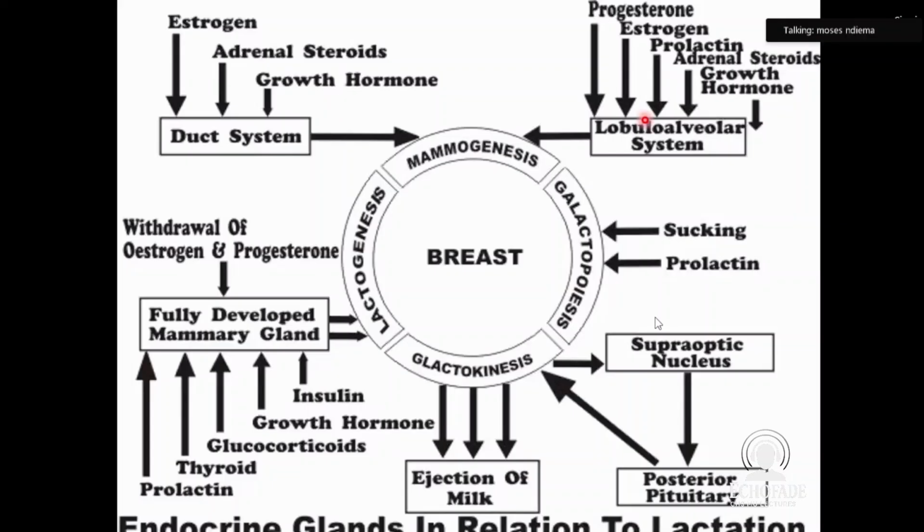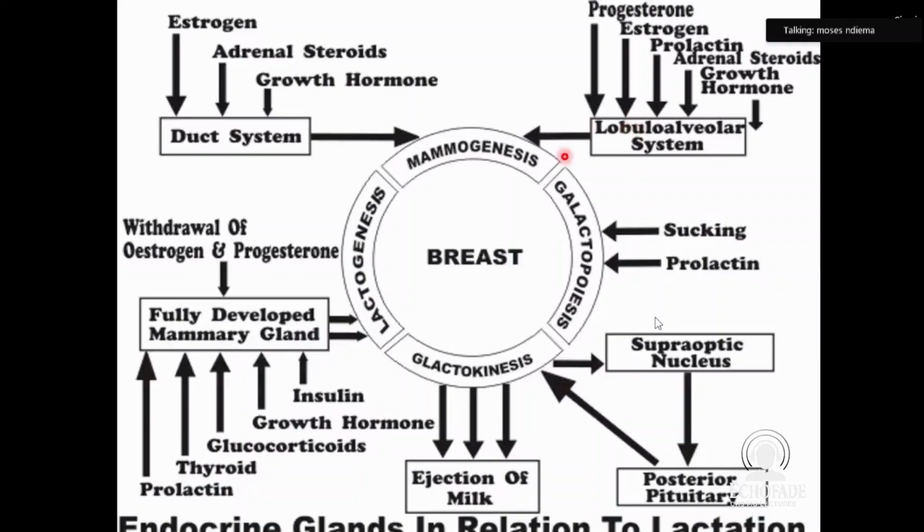And then for the lobules, we have progesterone as the main driver for lobulation, lobules and alveoli. That's why progesterone, as it prepares for pregnancy and maintains a pregnancy, also prepares the mammary gland for feeding the child. Estrogen plays a role to some extent, but progesterone is the main driver in the development of lobules and alveoli.